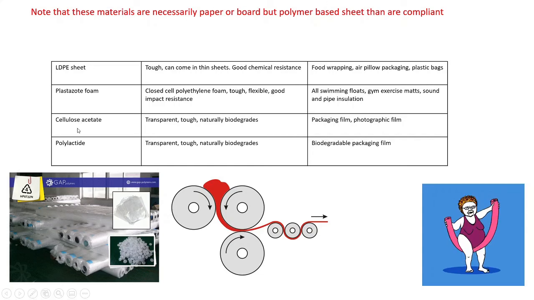Then you've got cellulose acetate, which is transparent, tough, and naturally biodegrades really well. That is used for packaging film and photographic film. And pretty much the same thing with polylactide, which is also transparent, tough, and naturally biodegrades, and again, it's just biodegradable packaging film. So these are used a lot more because they biodegrade quite well.